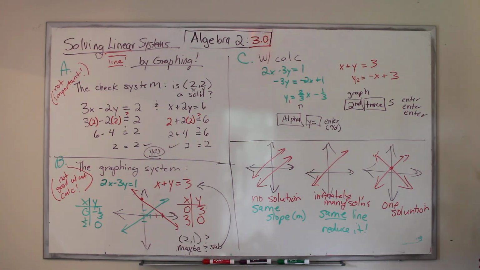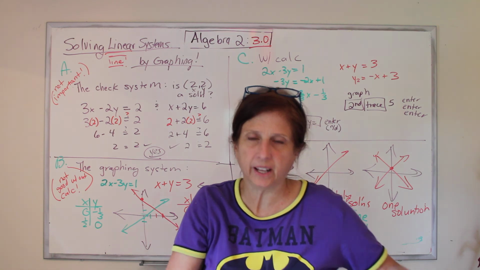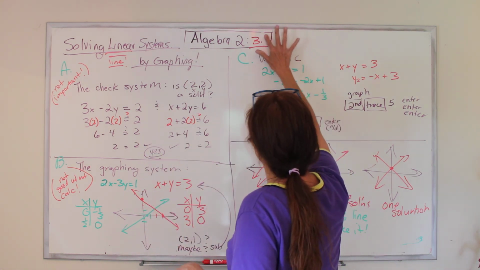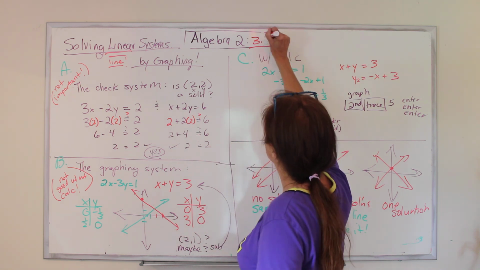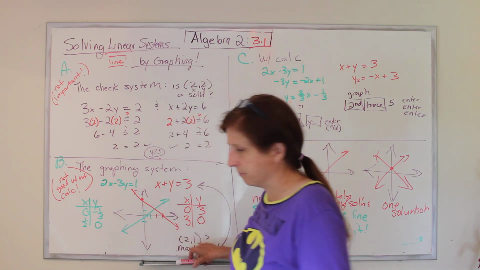Welcome back to Algebra 2, Chapter 3 in this book. And I think I put 0 because it's Chapter 3. But we're doing Section 1, Solving Linear Systems.